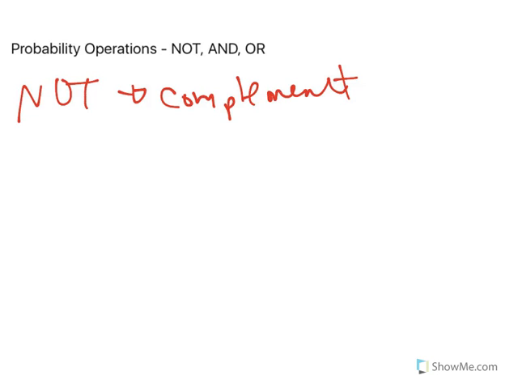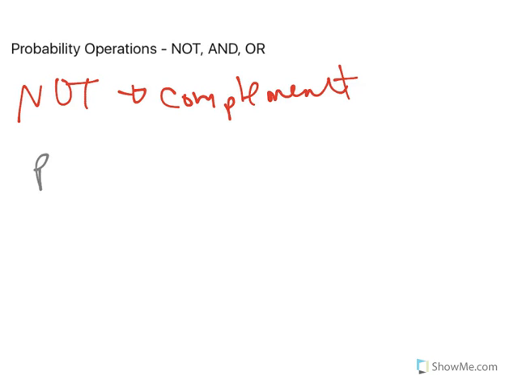Probability has some operations that go with it, and the three that we're going to hit in this video and throughout are not, and, and or. Now, just a brief overview. When I say not, that's the complement of an event. And again, we'll talk more about this in a minute.